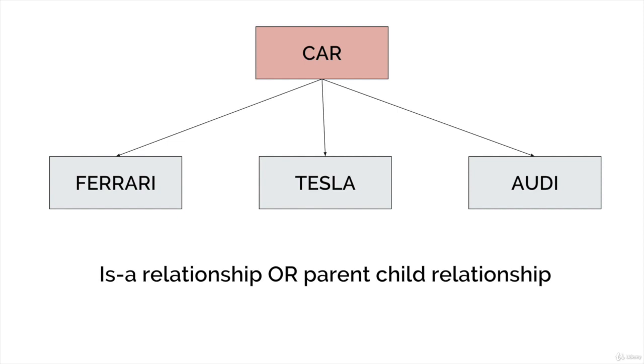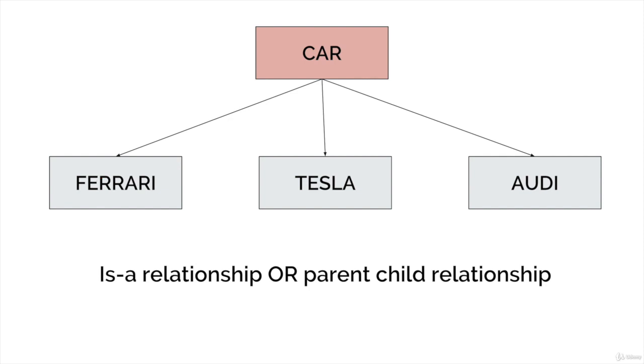The reason this is called an is-a relationship or parent-child relationship is that Ferrari is a kind of car, a type of car. Now car is a categorization of Ferrari, Tesla, and Audi at a broader, higher level. And if we have to make some specific car, we have to drill down into the lower level, which is known as Ferrari, Tesla, and Audi.